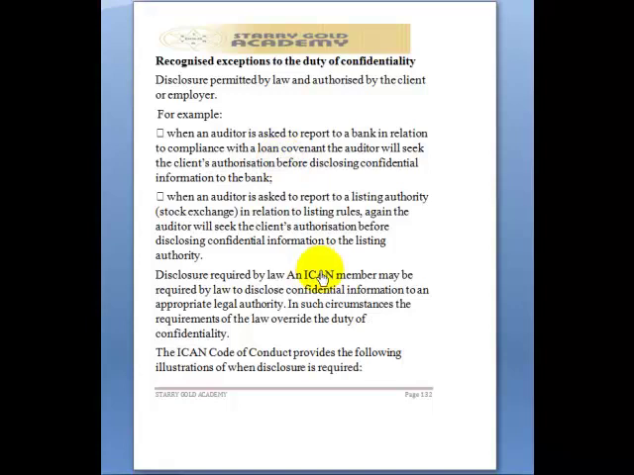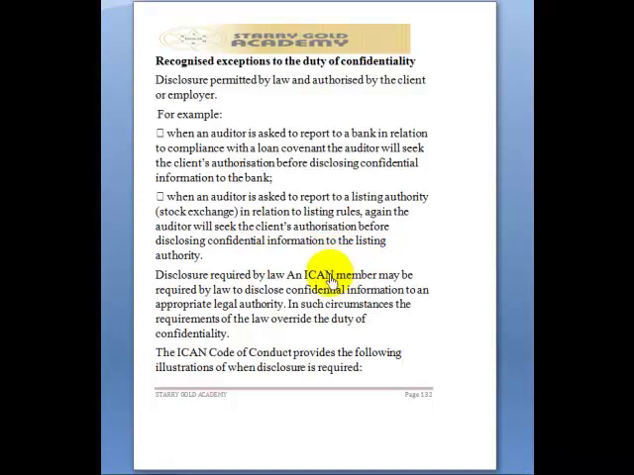When an auditor is asked to report to a listing authority, such as a stock exchange, in relation to listing rules, again the auditor will seek the client's authorization before disclosing confidential information to the listing authority. So that one is not disclosure by law; it's disclosure authorized by the client. And sometimes disclosure will be required by law.